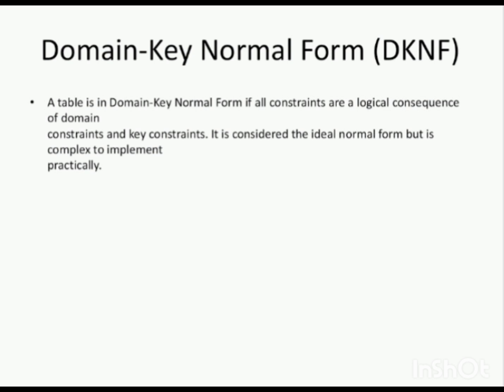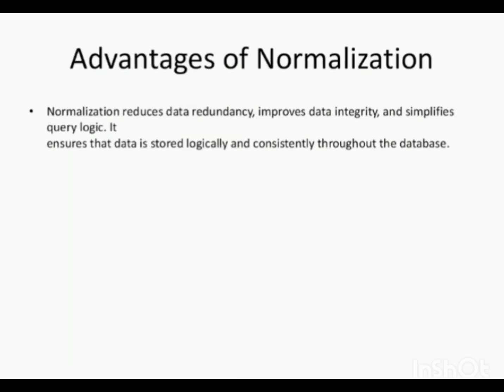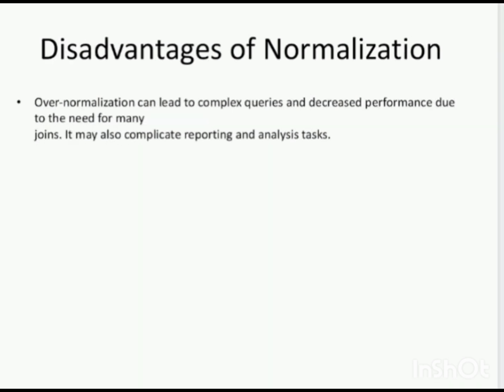Next, advantages. Normalization reduces data redundancy, improves integrity, and simplifies query logic. It ensures the data is stored logically and consistently throughout the database. Disadvantages: over-normalization can lead to complex queries and decreased performance due to the need for many joins. It also complicates reporting and analysis tasks.